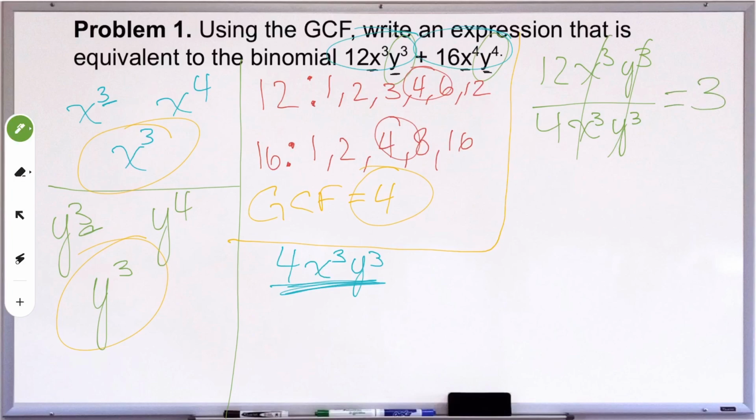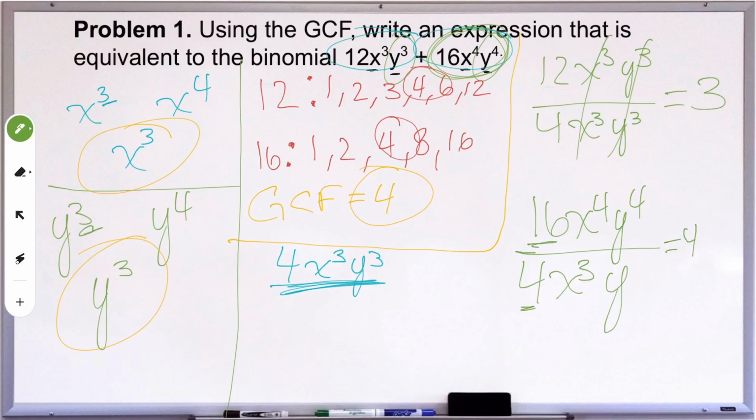And then we have our second term, which is 16x to the power of 4 and y to the power of 4 divided by 4x cubed y cubed. 16 divided by 4 is 4. x to the power of 4 divided by x cubed gives us x, or x to the power of 1, and y to the power of 4 divided by y cubed gives us y.